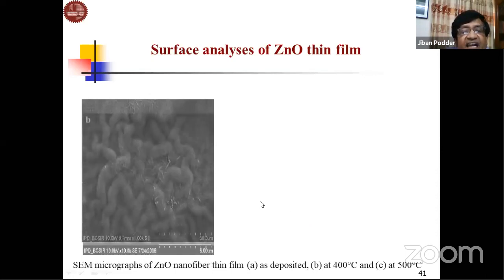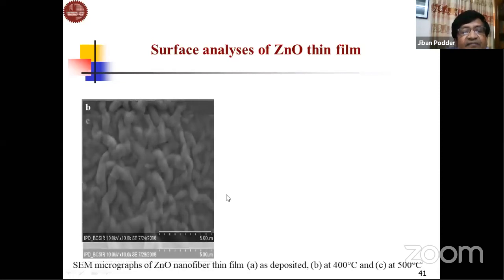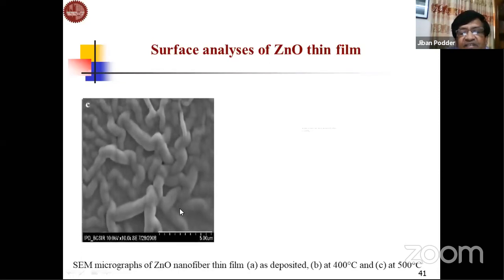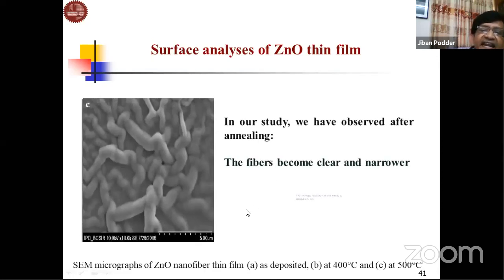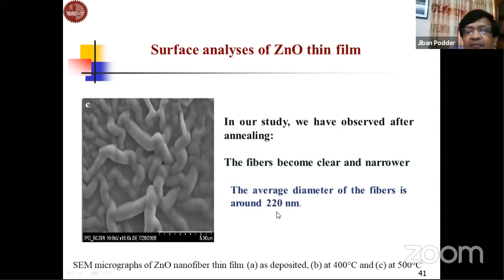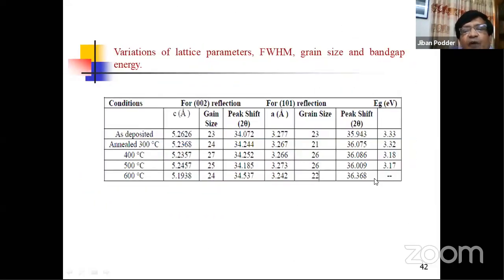Here you see, initially that was at 300, then this is 400, and the fiber is becoming more prominent, and finally at 500 the shape is more clear. So we observed that after annealing, the fibers become clear and narrower. The average diameter of the fiber is around 220 nanometers. We also calculated the grain size here.